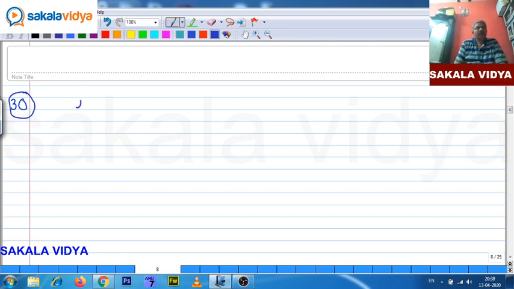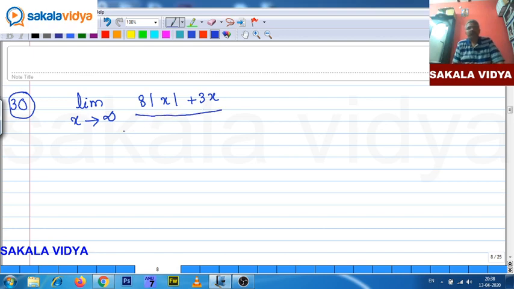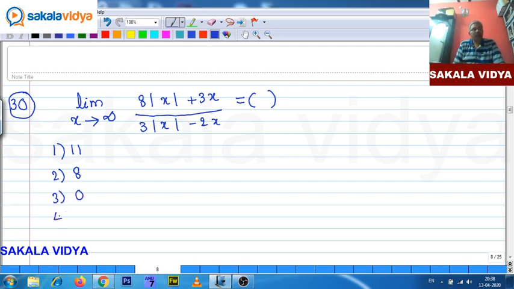Limit x approaches infinity, (8|x| + 3x) / (3|x| - 2x). First option is 11, second option is 8, third option is 0, fourth option is 1 by 8. This is the question.